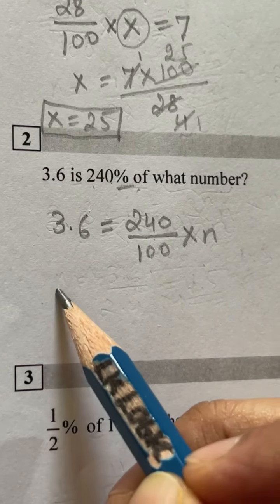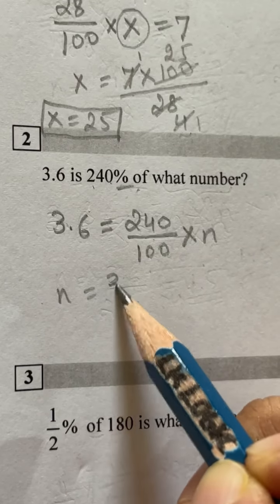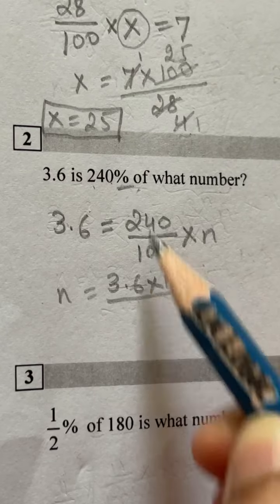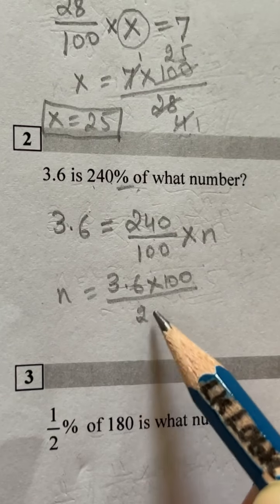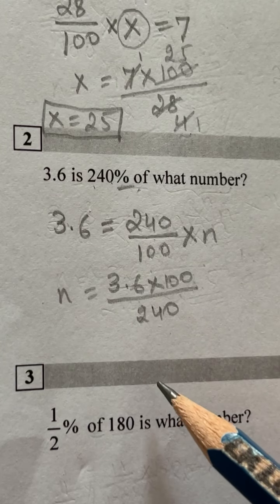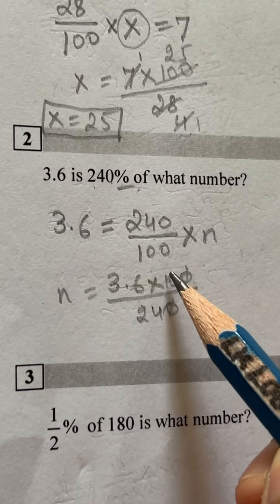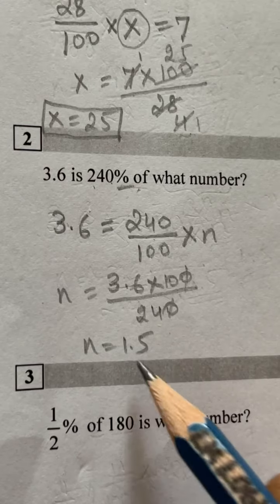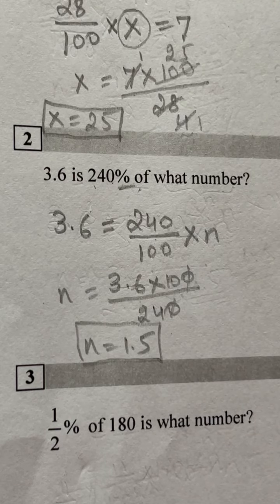That's it. So n is equal to, shift all the terms to the other side, 3.6 multiplied by 100. 240 is getting multiplied to n here, so it will divide on the other side. So you have 3.6 multiplied by 100 divided by 240, or you can just cancel out. This is 2.4. 3.6 divided by 2.4 will give you 1.5. Absolutely right. So n is equal to 1.5. All right, so let's move on to the next question.